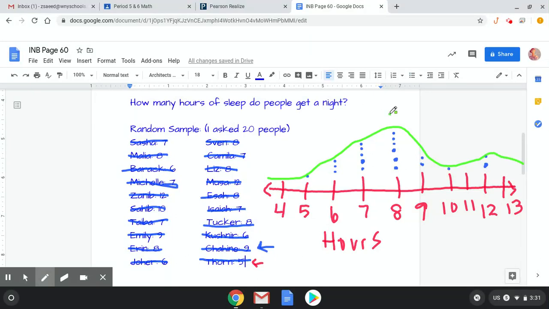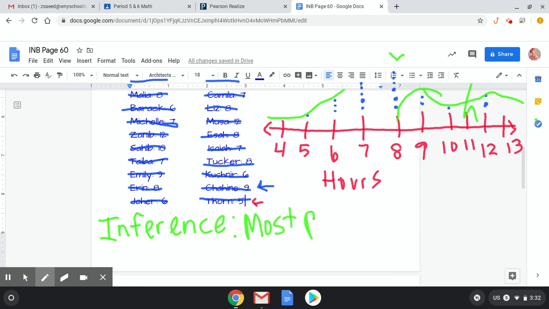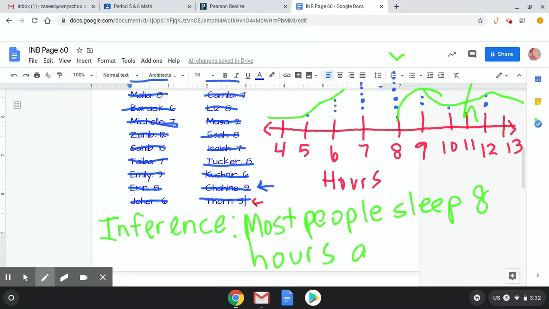You see how at the top of the curve, that is kind of where your answer lies, where the most amount. So majority of the people sleep for 8 hours. So you see how you came to that conclusion. There's a new word in math that you're going to use. I want you to leave some room down there. And in your notebook, I want you to write your inference. It is called an inference. You are drawing an inference, which means you are coming to a conclusion, is that most people sleep 8 hours a night.